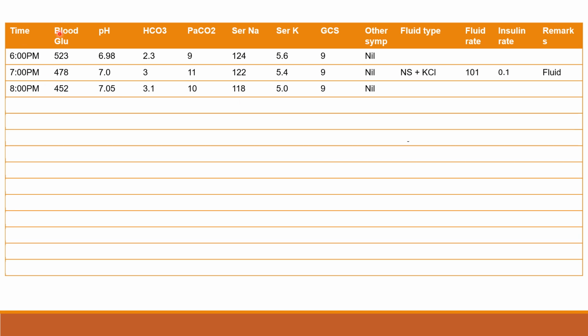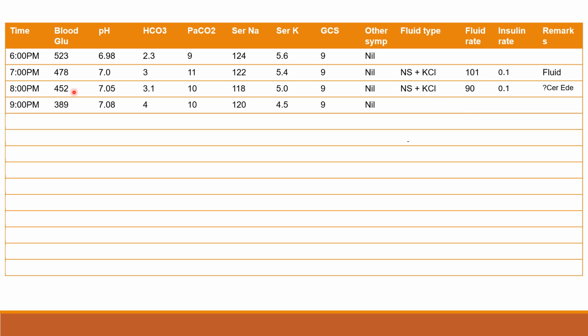Now see, with the reduction in hyperglycemia, everything is improving, but the sodium has fallen from 124 to 118. So we have to consider that with resolution of hyperglycemia, sodium should rise, but it is falling. So what does that indicate? That indicates that there might be possibility of cerebral edema. So what we have done here, we have slightly reduced the fluid rate from 101, we have made it 90.